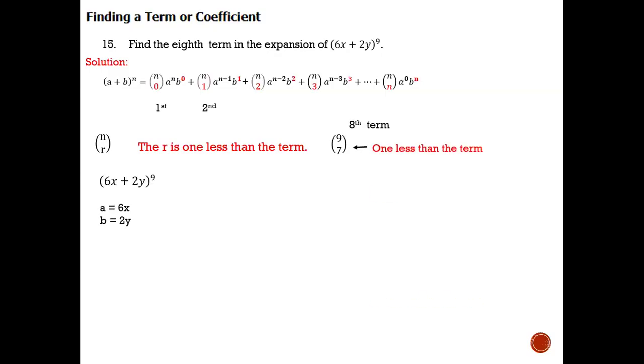Okay, so to plug it in, I have my values for my binomial term. A is 6x, B is 2y. Now be very careful when getting your A's and B's. Make sure you use the sign. It's very easy to miss the sign when they put 6x minus 2y. Don't just put 2y. Make sure you put negative 2y if there was a subtraction there. Let's go ahead and build our binomial expansion again, and this is going to give me 165,888 x squared y to the 7.